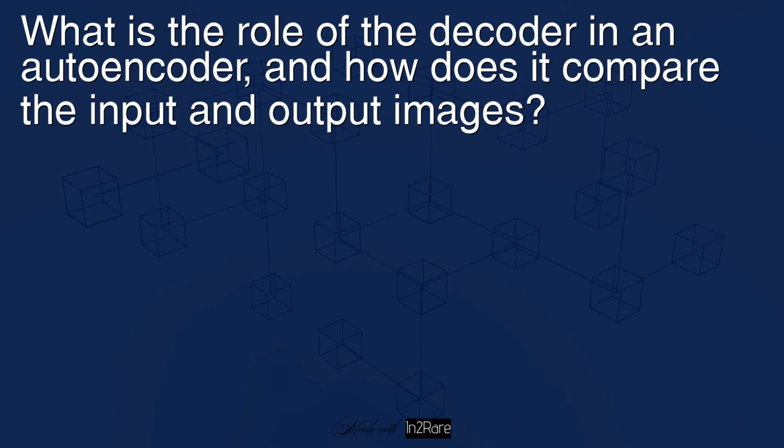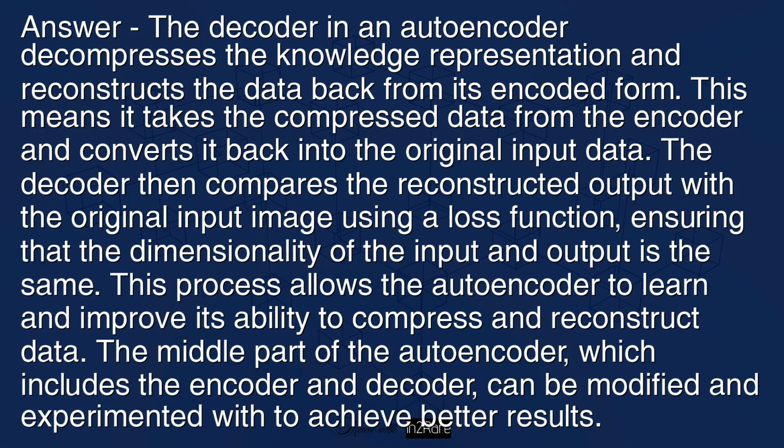What is the role of the decoder in an autoencoder, and how does it compare the input and output images? Answer: the decoder in an autoencoder decompresses the knowledge representation and reconstructs the data back from its encoded form. This means it takes the compressed data from the encoder and converts it back into the original input data. The decoder then compares the reconstructed output with the original input image using a loss function, ensuring that the dimensionality of the input and output is the same.